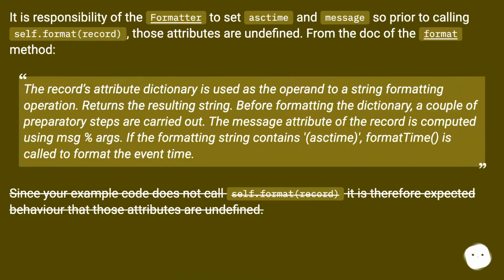It is the responsibility of the formatter to set asctime and message, so prior to calling self.format(record) those attributes are undefined. From the doc of the format method, the record's attribute dictionary is used as the operand to a string formatting operation. Returns the resulting string. Before formatting the dictionary, a couple of preparatory steps are carried out. The message attribute of the record is computed using msg % args. If the formatting string contains asctime, formatTime is called to format the event time. Since your example code does not call self.format(record), it is therefore expected behavior that those attributes are undefined.